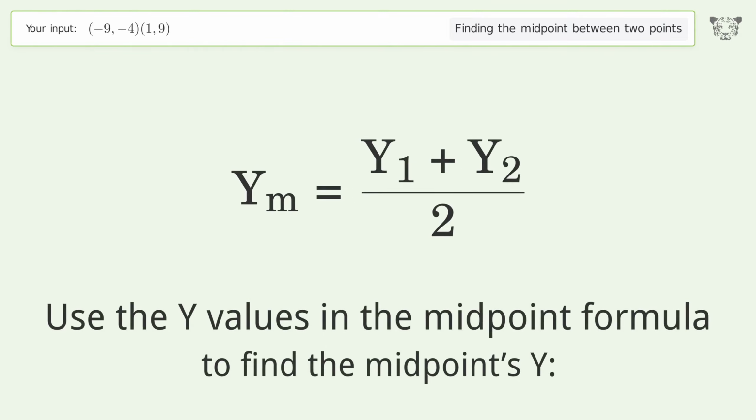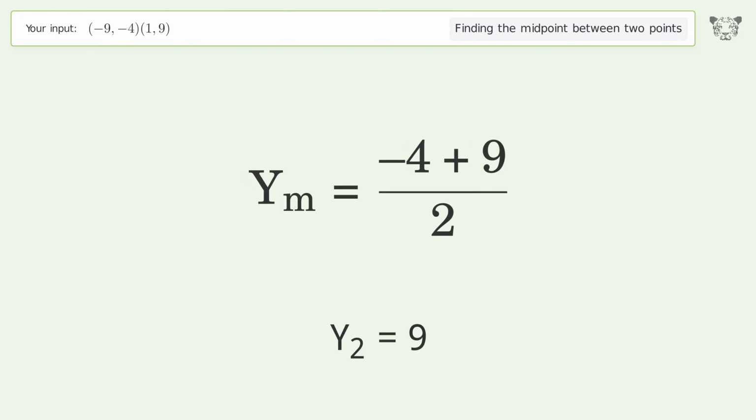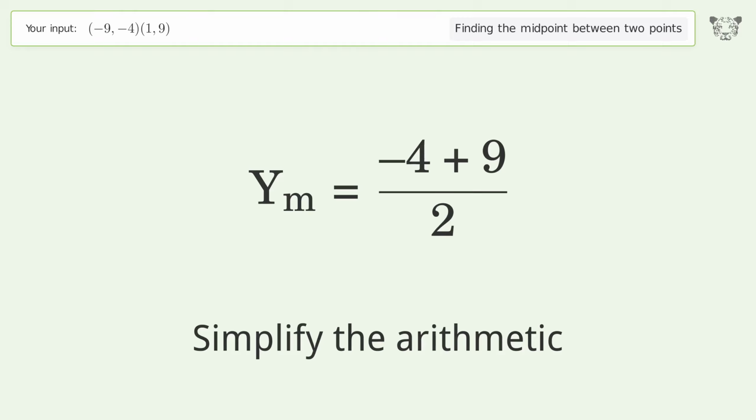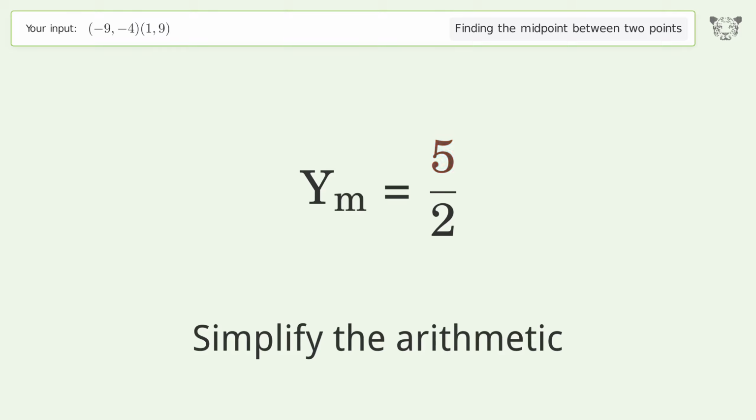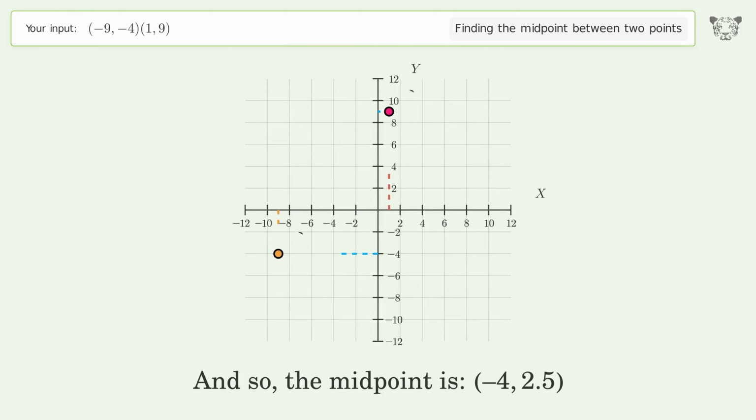Use the y values in the midpoint formula to find the midpoint's y. y1 equals -4. y2 equals 9. Simplify the arithmetic. And so, the midpoint is -4, 2.5.